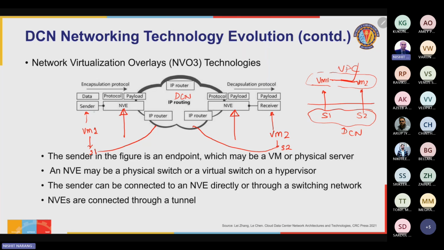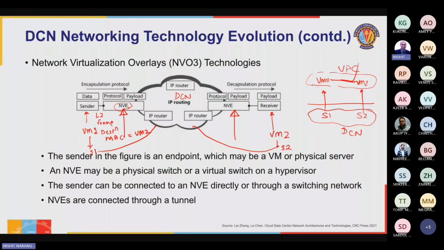So what is VM1 generating? An L2 frame with destination MAC address that of VM2. Right? It generates this L2 frame, destination MAC address VM2, NVE gets it, network virtualization edge gets it. What is this network virtualization edge?